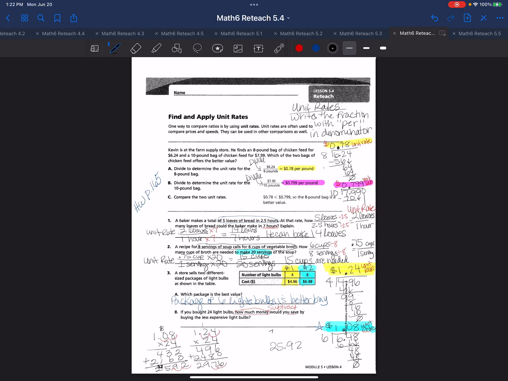Okay. So now it says, how much would you save? So I've got to take the $29.76, subtract the $25.92. And I get $3.84 is how much I would save. That is our lesson for Module 5, Lesson 4, Grade 6.